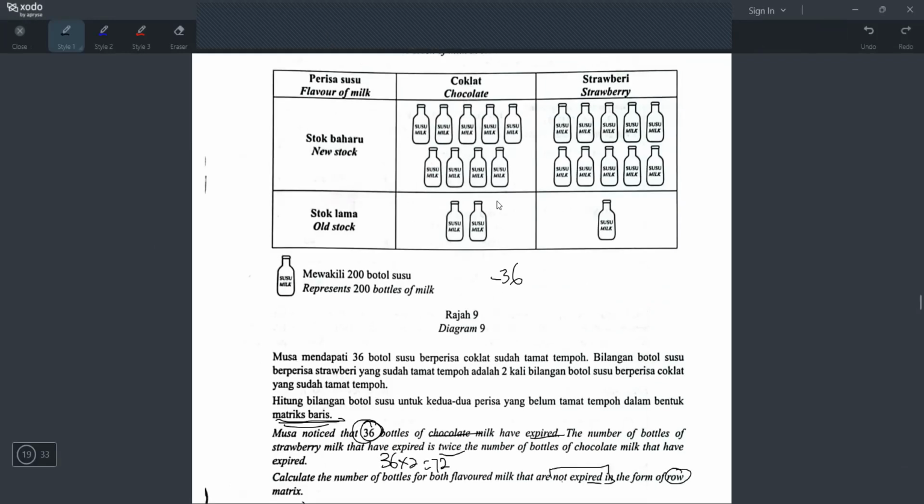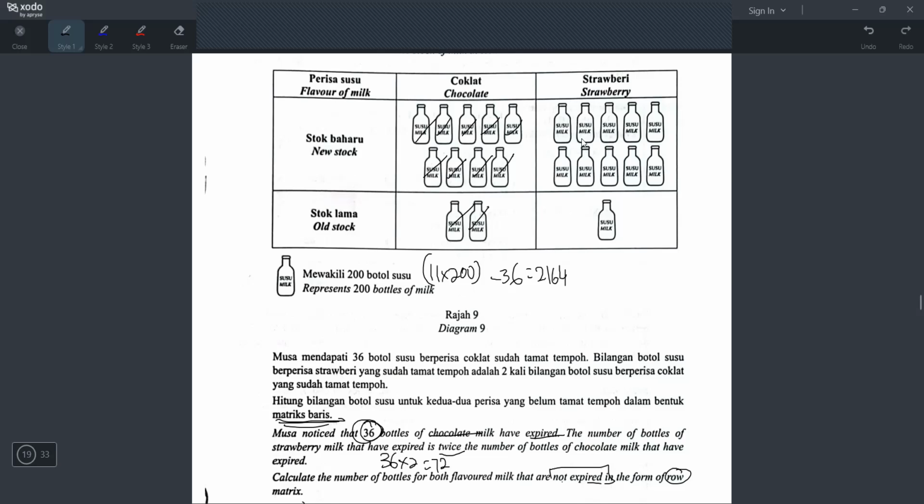But I have to calculate the total stock first. So the total stock is how much? 1, 2, 3, 4, 5, 6, 7, 8, 9, 10, 11. 11, but since one bottle represents 200, so 11 times 200. And then minus with 36 because 36 is expired. So let's press calculator. I will get 2164. So this 2164 is actually the number of chocolate milk that are not expired.